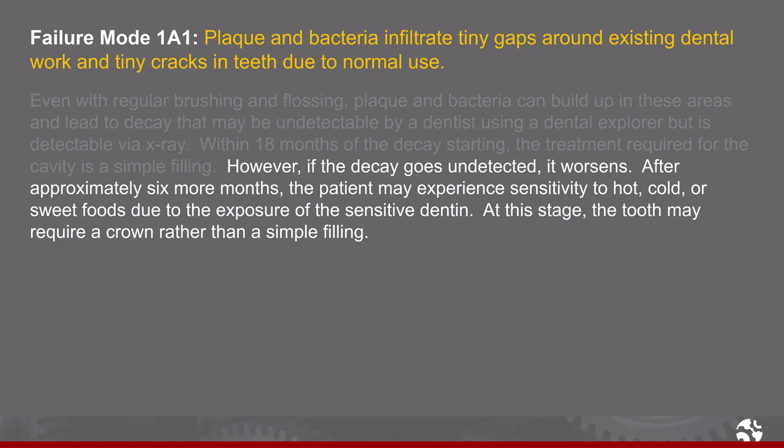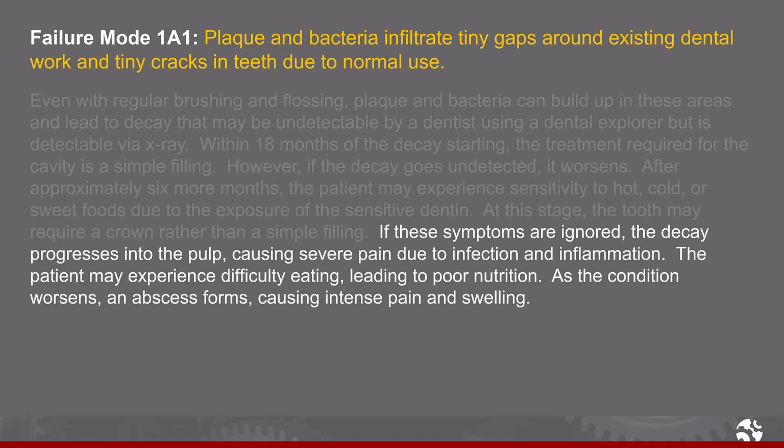However, if the decay goes undetected, it worsens. After approximately 6 more months, the patient may experience sensitivity to hot, cold, or sweet foods due to the exposure of the sensitive dentin. At this stage, the tooth may require a crown rather than a simple filling. If these symptoms are ignored, the decay progresses into the pulp, causing severe pain due to infection and inflammation. The patient may experience difficulty eating, leading to poor nutrition.